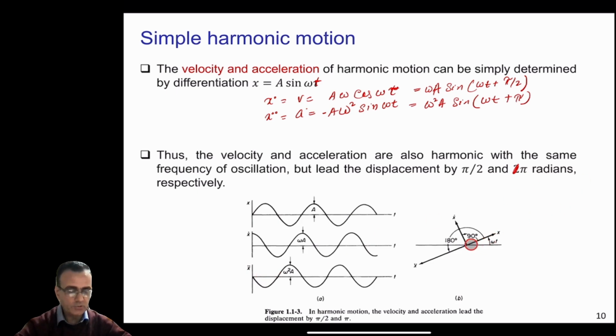So if you just plot that, this is your x here, where the angle is omega t, and then the velocity, which is this line here, is at an angle of 90 degrees to the displacement, and then acceleration, which is this line here, is at 180 degrees to the displacement here.